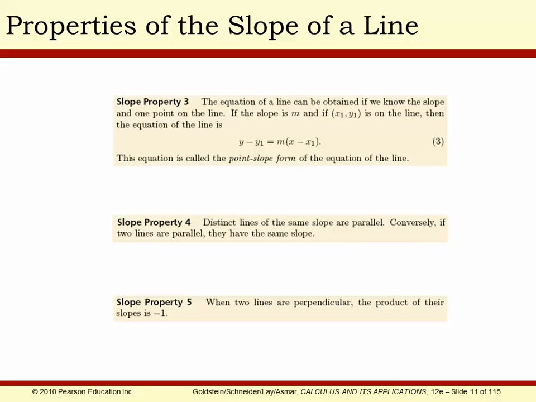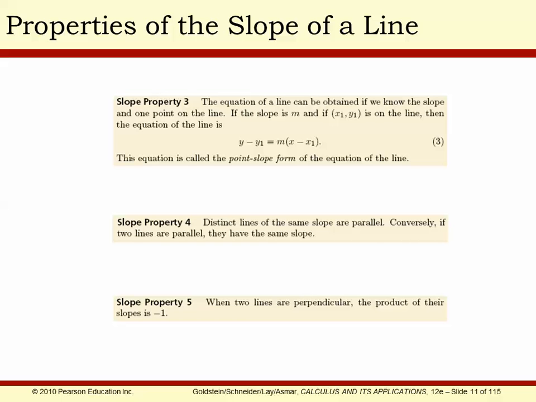Slope property 4: distinct lines of the same slope are parallel. Conversely, if two lines are parallel, they have the same slope. Parallel lines are lines that never intersect. So if you have two different lines with the same slope, they never meet each other. That's always true when they have the same slope, unless they're the exact same line, just written differently.